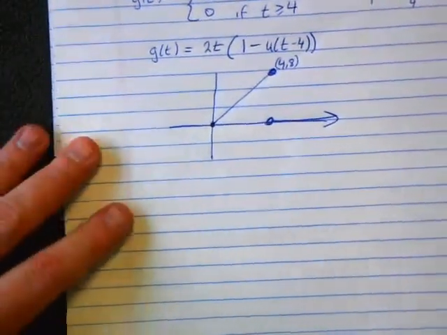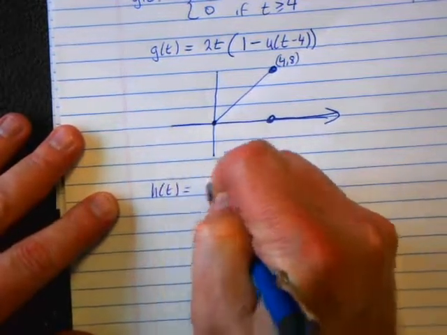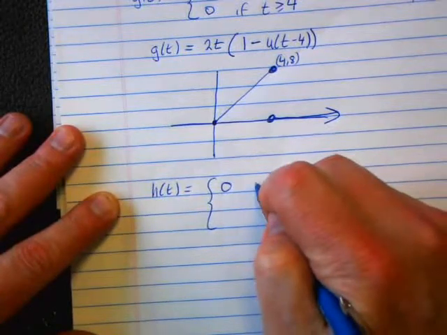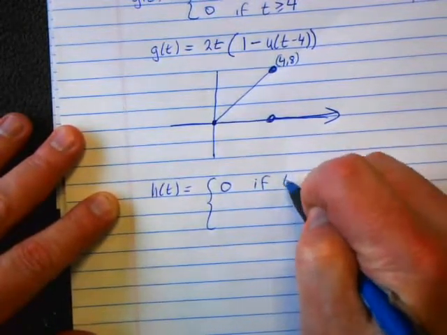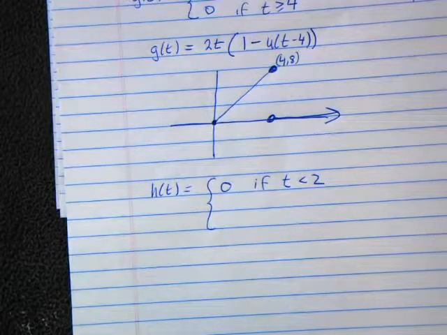I don't know. Let's see. So let's say I want this function, h of t. I want it to be 0 at the beginning. So maybe for the first 2 seconds, I want the switch to be off.